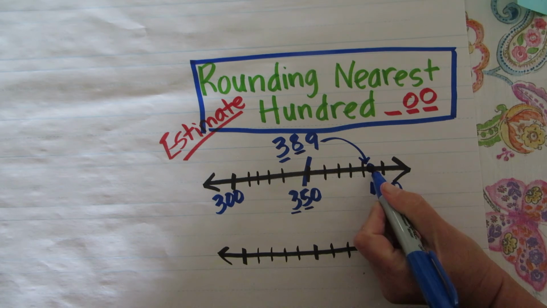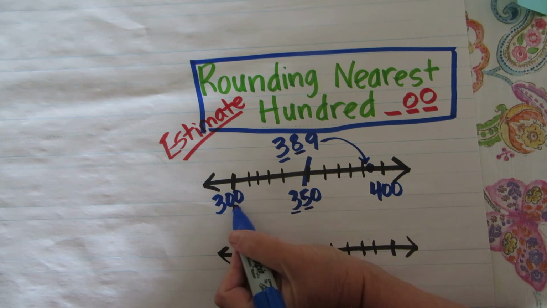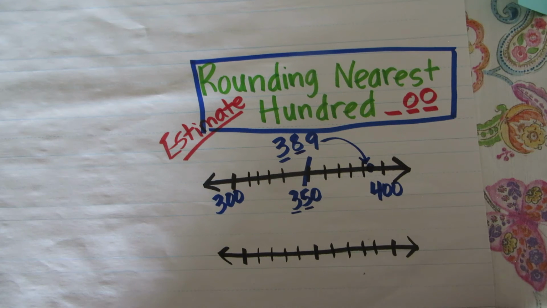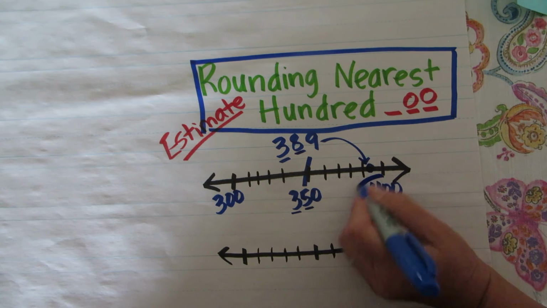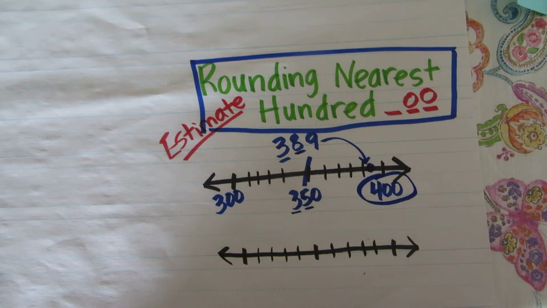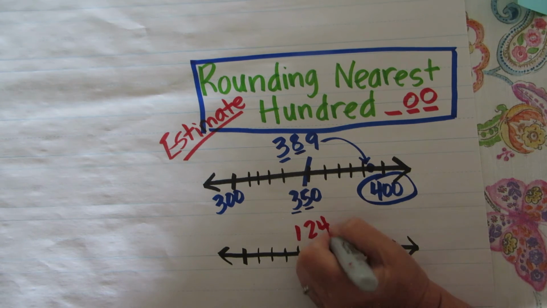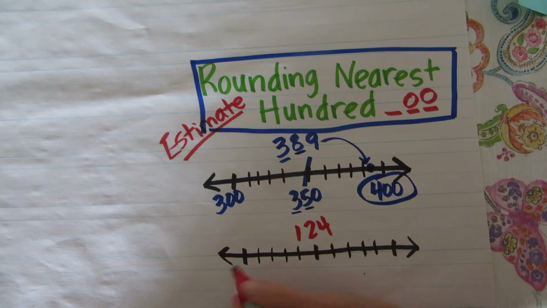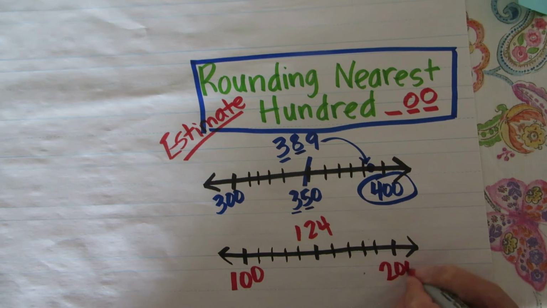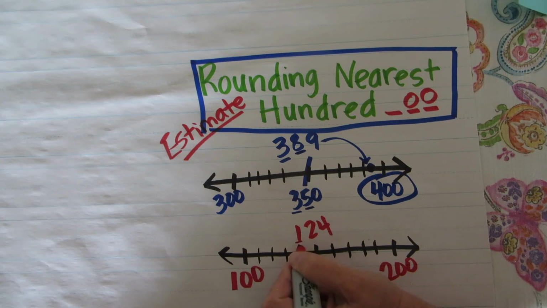So is 389 closest to 300 or closest to 400? Hopefully you picked 400. That is the correct estimate. That's the nearest hundred. Now if we take a peek at another number like 124, we would have to choose between 100 and 200. So all I'm doing is looking at that number in the hundreds place, and that's going to be my first hundred.